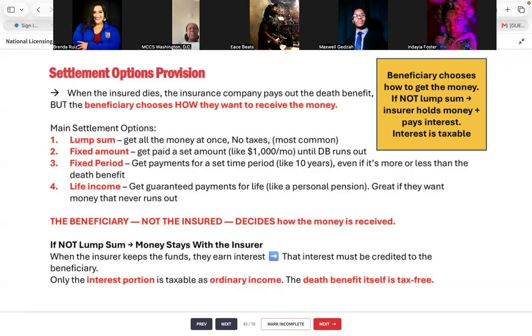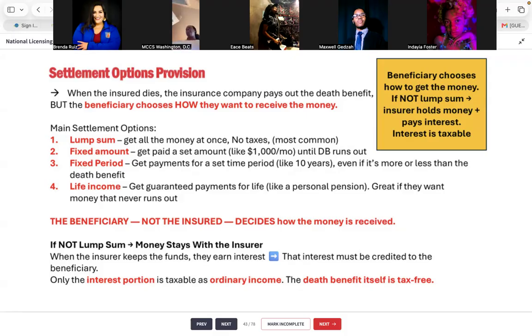Okay, cool. Now, if they're holding on to your money, guys, what happens is that because the insurance company still has your money, they're going to go and invest it, right? They're not just going to let it sit there. Come on. They're going to go and invest that money. Now, because they're investing your money, guess what? They've got to credit you interest. Okay. And as they're crediting you interest, that interest is now taxable as ordinary income.